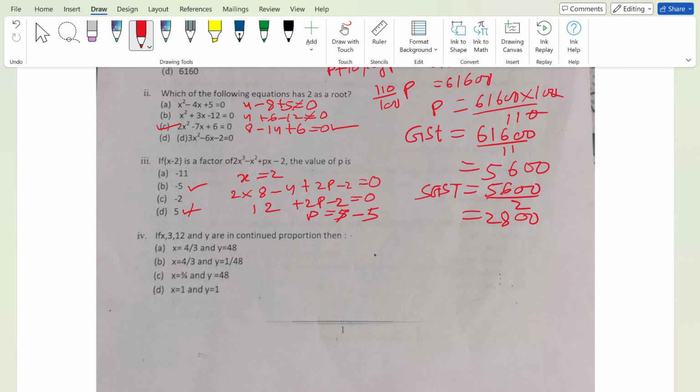Question number 4. If x, 3, 12, y are in continued proportion, then x by 3 equals 3 by 12, which implies x by 3 equals 1 by 4, which implies x equals 3 by 4. Only this one is x equals 3 by 4. So the answer is C.